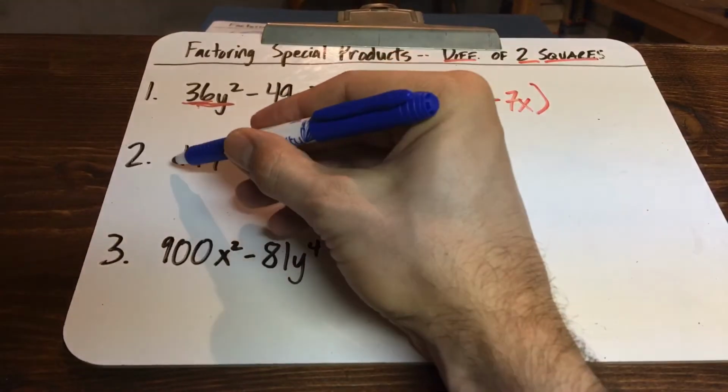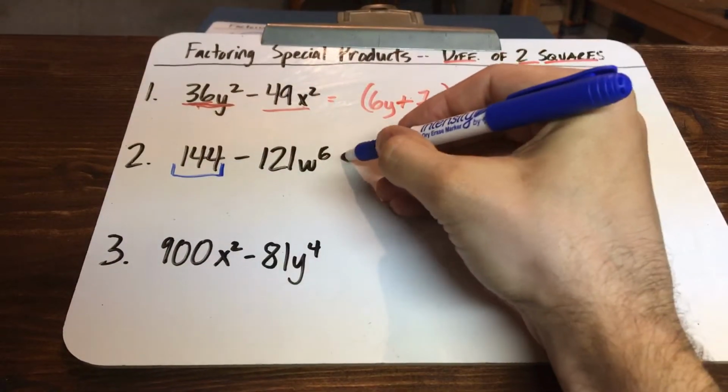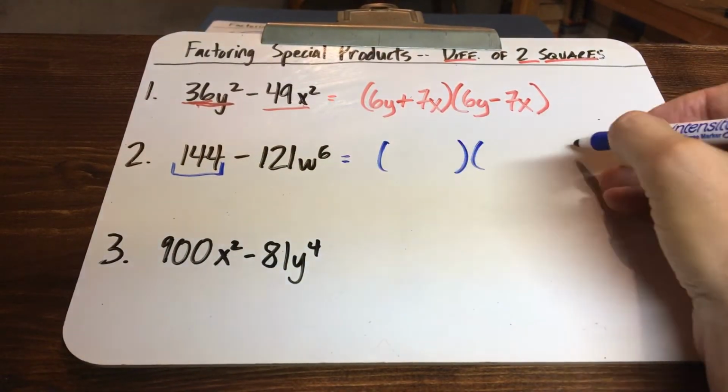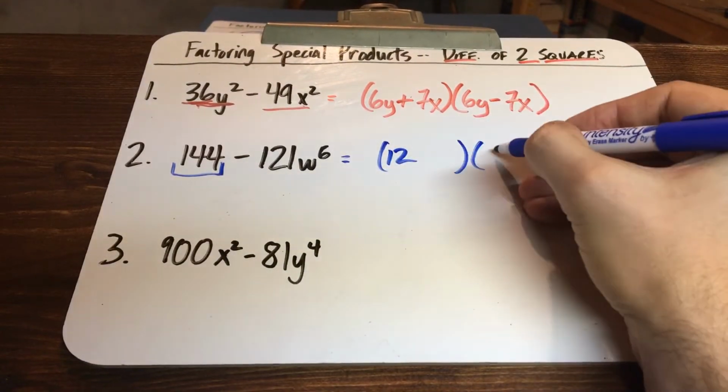Next question, same thing. Is this a perfect square? Of course it is. What number times itself equals 144? That's got to be 12 times 12.